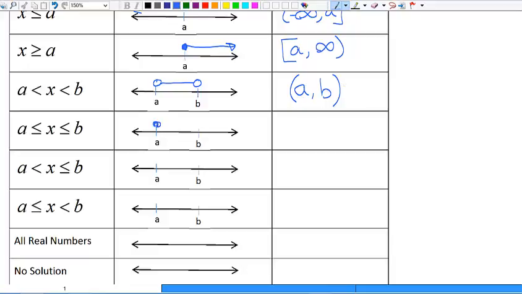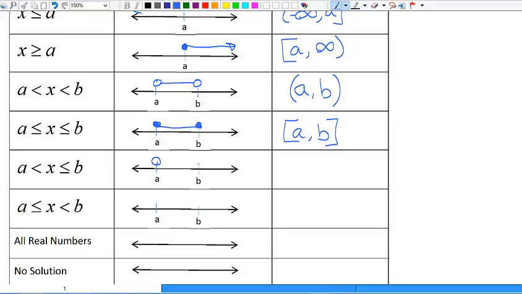On the next one, we have a is less than or equal to x, which is less than or equal to b. A and b both get closed circles, and your values are between them. The lowest value you can get is a, which is the lowest endpoint. The highest value is b, and we get both brackets.